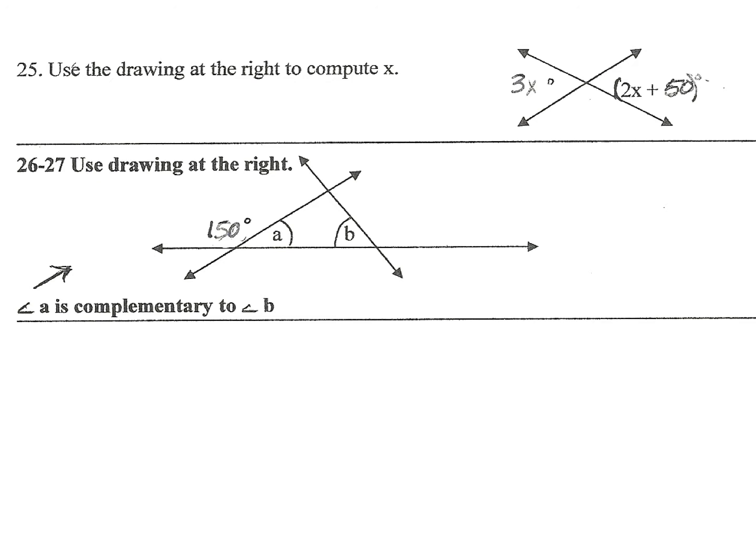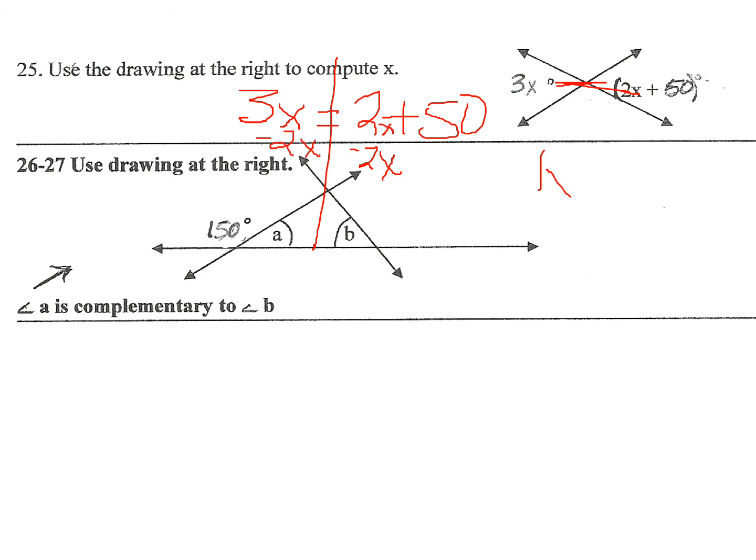Use the drawing at the right to compute X. So we're trying to figure out, we gotta think, what type do we see here? Are they vertical, complementary, or supplementary? There's the X, they're opposite to each other, so that's vertical. That means they are equal to each other. 3x equals 2x plus 50. Now you just work out your math. Get your x's together. Remember how we did before? Subtract the smaller x, get them together. Minus 2x leaves me 1x equal to 50, so x is 50. And that's all you had to find on that.